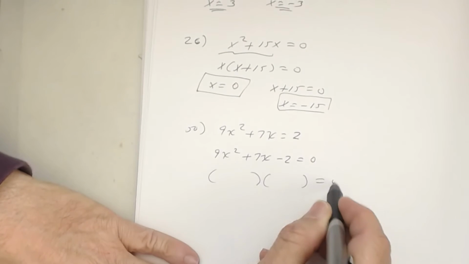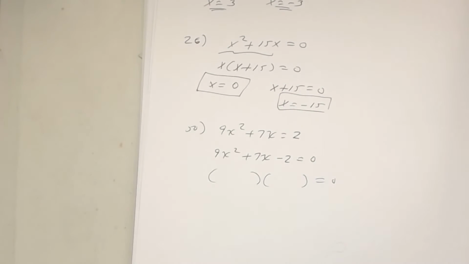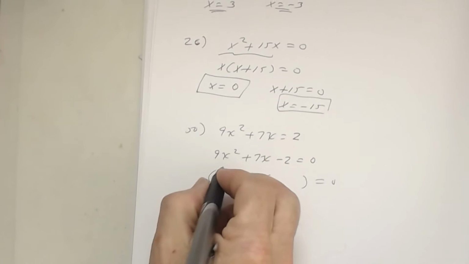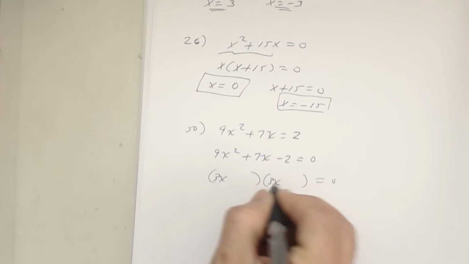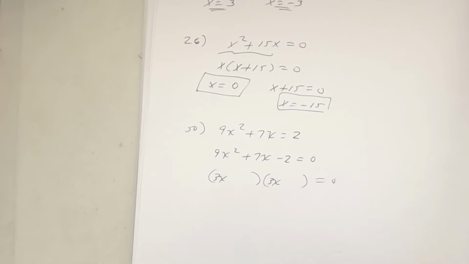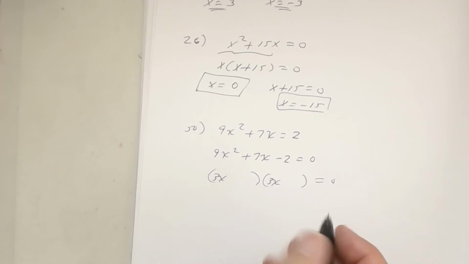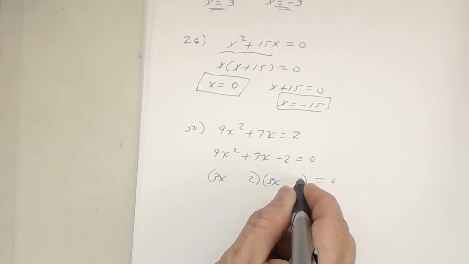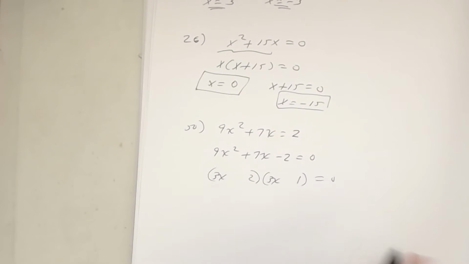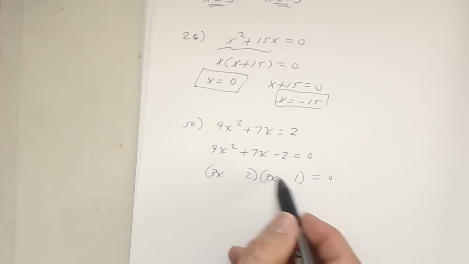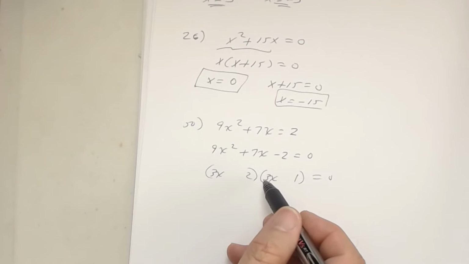Okay, trial and error. Try something that works. What do we want to try for 9x squared? 3x and 3x. And for 2, there's only one possibility: 2 and 1. Since the first terms are the same, it doesn't matter where you put the 2. I'll put it here, and this has to be a 1. The last sign's negative, that means the signs in here are different. One's positive, one's negative.